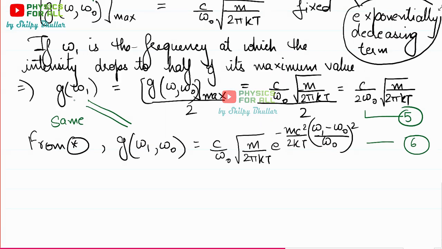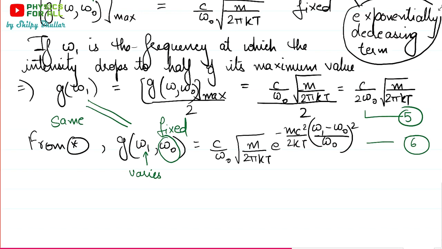And here we are talking of g omega 1. So whether you write g omega 1 or you write g omega 1 comma omega naught, that means the same thing, because omega naught is the fixed quantity. This is fixed. This will always be there. This will keep on changing. That is the one which varies.